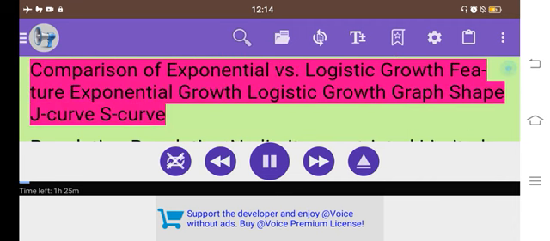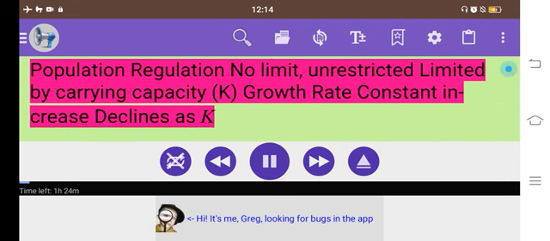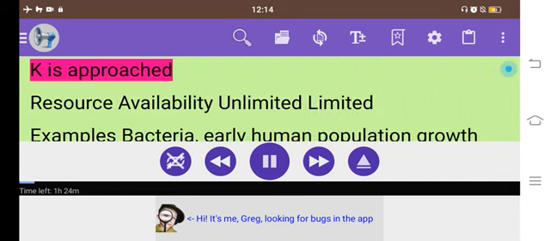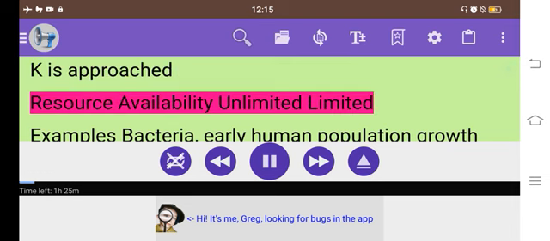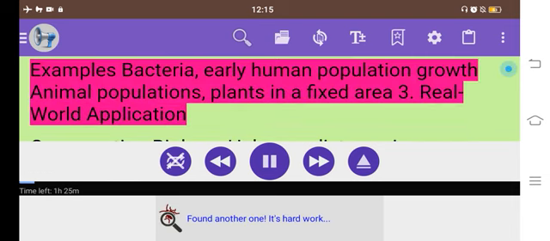Comparison of exponential versus logistic growth. Graph shape: exponential is a J-curve, logistic is an S-curve. Population regulation: exponential has no limit, unrestricted; logistic is limited by carrying capacity K. Growth rate: constant increase versus declines as K is approached. Resource availability: unlimited versus limited. Examples: bacteria and early human population growth versus animal populations and plants in a fixed area.